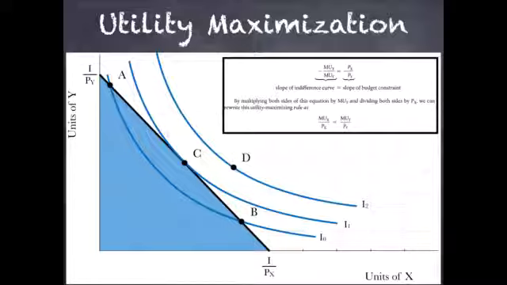So if we know that the slope of the indifference curve is negative the marginal utility of good X divided by the marginal utility of good Y, and we know that the slope of the budget constraint is negative the price of X over the price of Y, if we set them equal to one another, i.e. to where the indifference curve is just tangent to the budget constraint, this is the utility maximizing condition. This can be rewritten as the marginal utility of X over the price of X equals the marginal utility of Y over the price of Y.